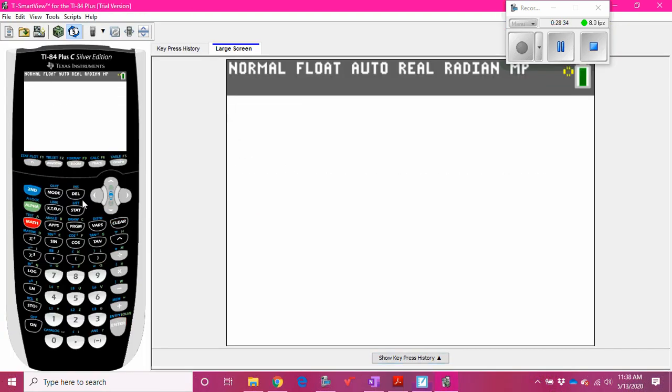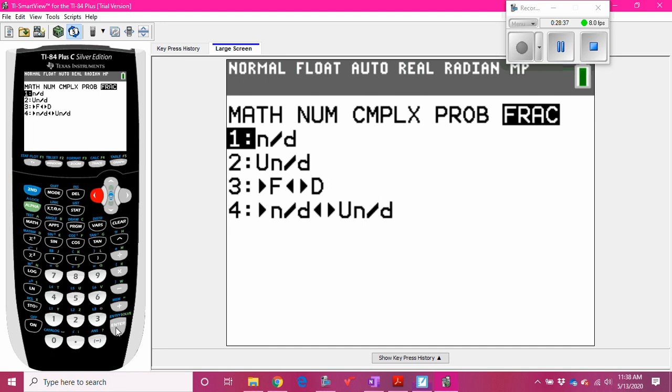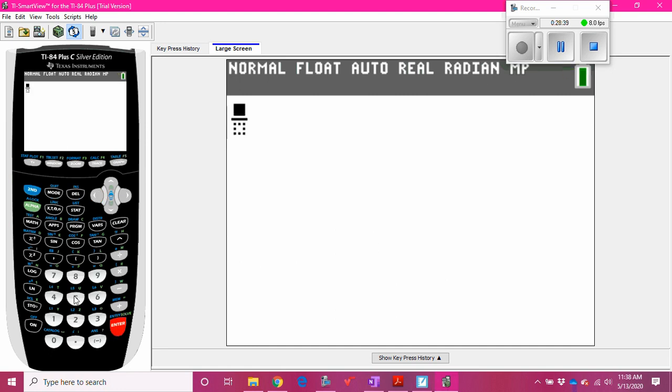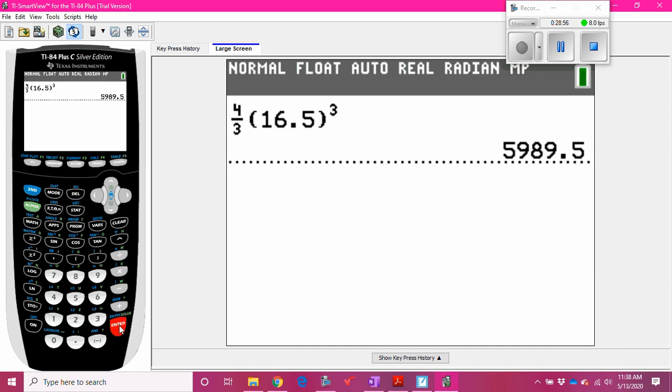All right, so we're going to do the math function where we can come over here and grab the fraction feature. And we're going to type in 4 in our numerator, 3 in our denominator, right arrow button. And this is 16.5, so get my parentheses, 16.5, those parentheses, cubed. So we do this, and enter. Okay, it gave you a decimal this time because this was already in decimal form. This isn't rounded, this is just a half. It's not several decimal places, so it's okay. We're going to use that.